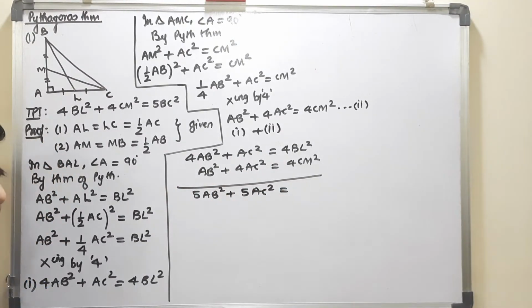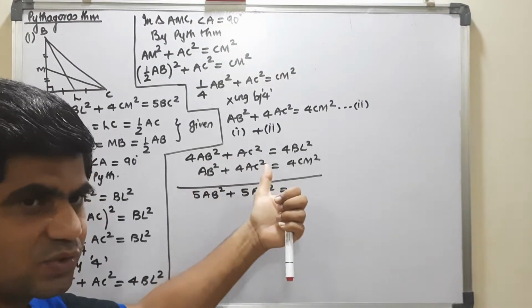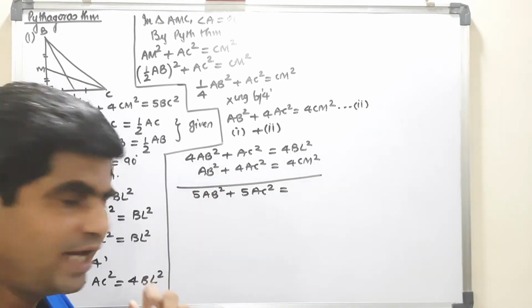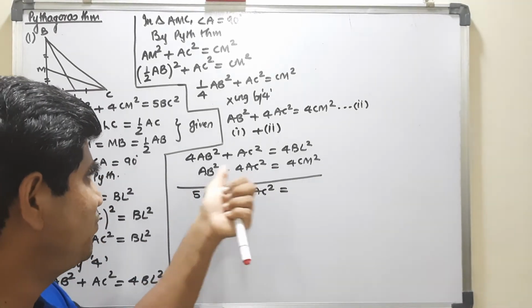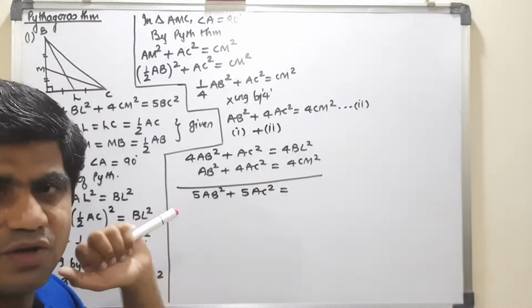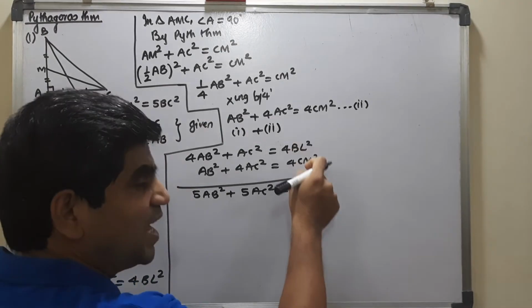Luck by chance, if you write it the other way around, that means here you write ac square and then you write ab square. You have to take care that below ab square you write ab square. Okay? Means if it is written here ab square and 4ac square, so you reverse them and write here ab square and here ac square. Okay? Now here nothing is going to add because they are unlike.